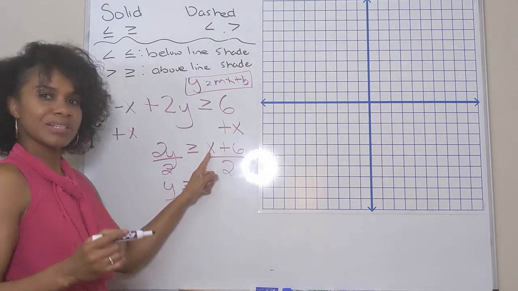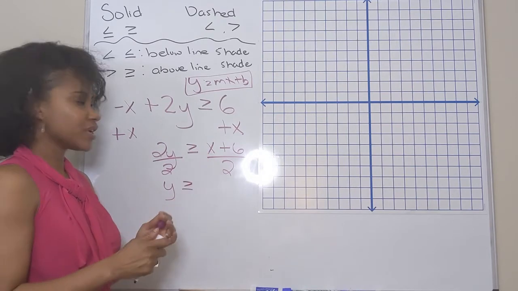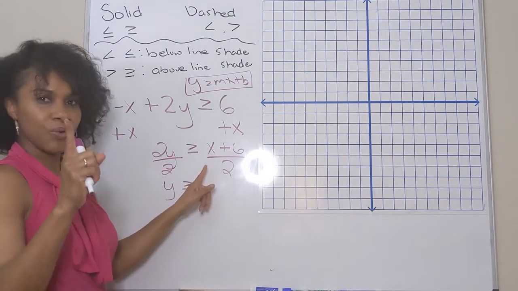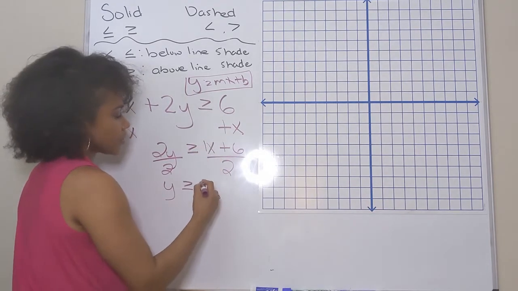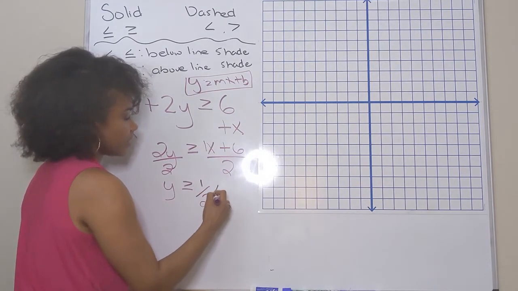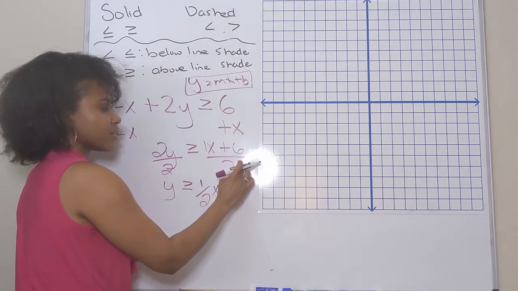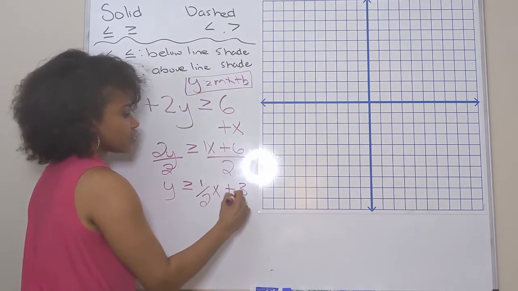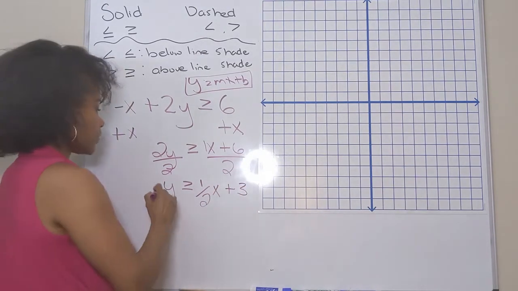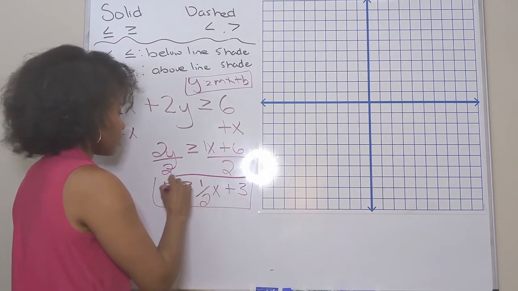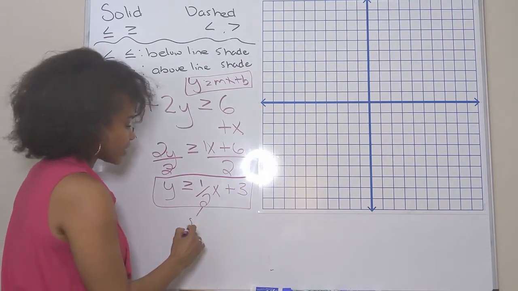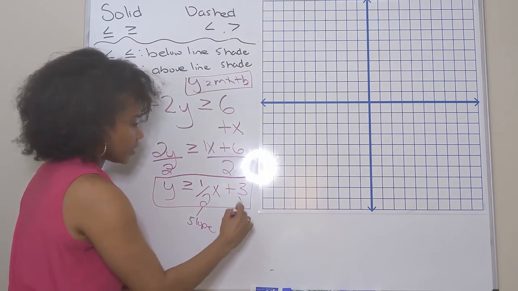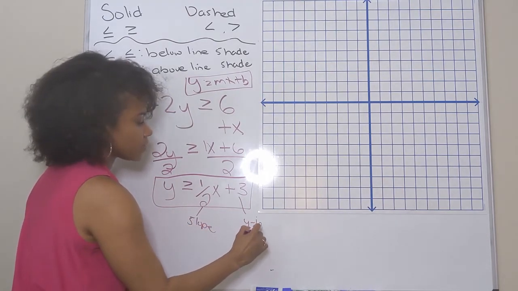Well, if we don't see a number in front of our variable, what is it understood to be? A 1, right? So this is an understood 1, so I can rewrite this as 1/2 x, and 6 divided by 2 is 3. All right. And so we've solved for y. We've written it in slope-intercept form. 1/2 is my slope, and 3 is my y-intercept.